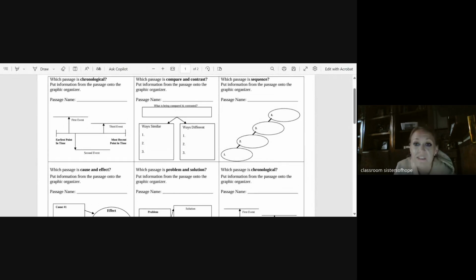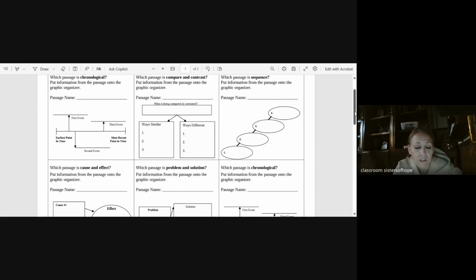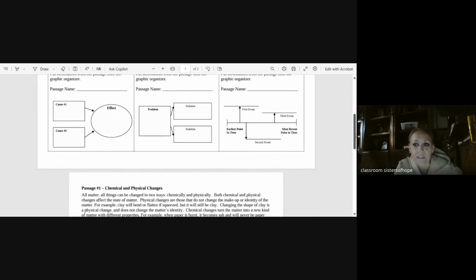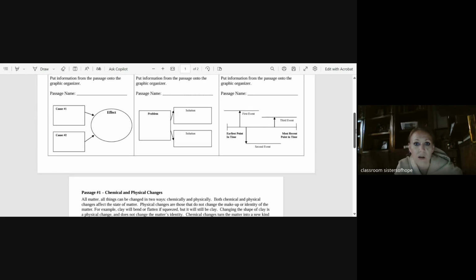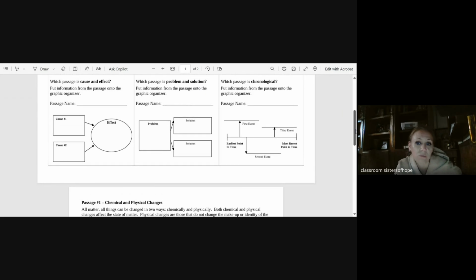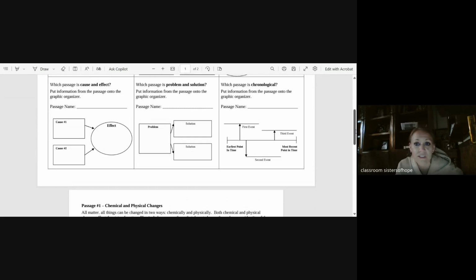The next one's going to be sequence. So what happens first, second, third, fourth. Cause and effect, there's going to be two causes that lead to one effect. So one thing happened as a result of two different things. Problem solution, it tells one problem and gives two possible solutions. And then there's another one that's also chronological.